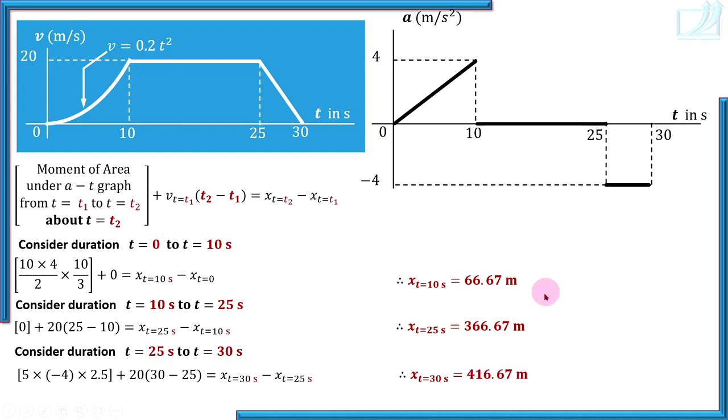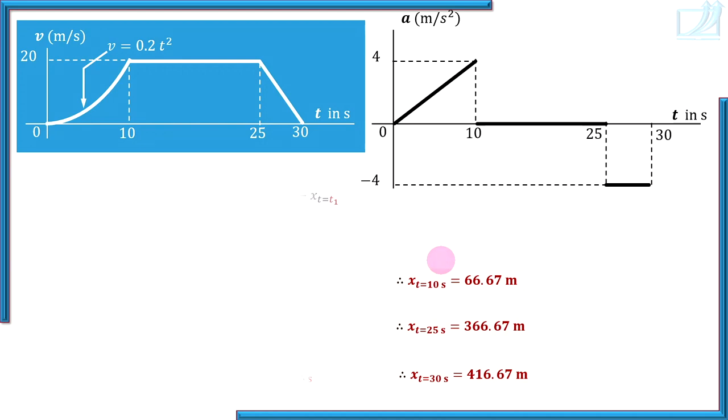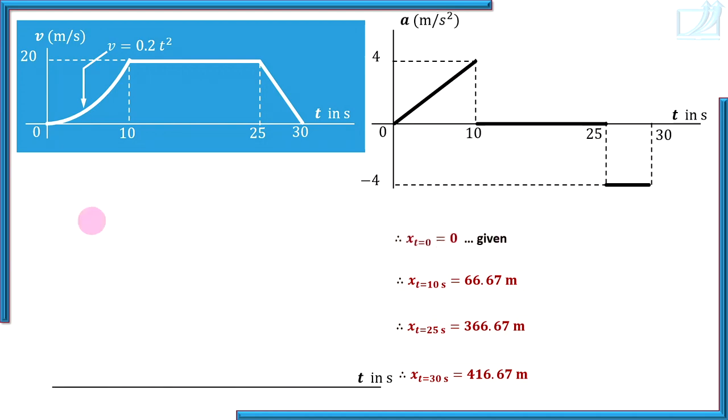So we know position values at all these important instants 0, 10, 25 and 30. At t equal to 0, x0 is already given. So now we are ready to draw the position time diagram. Okay, along x-axis time in seconds and along y-axis, now wait here. We are not asked to draw the position time diagram, we are asked to draw the displacement time diagram.